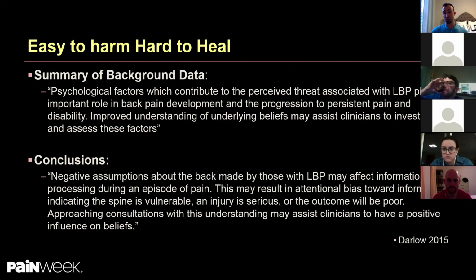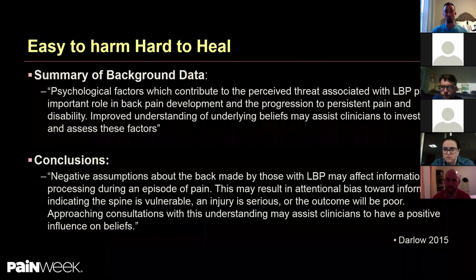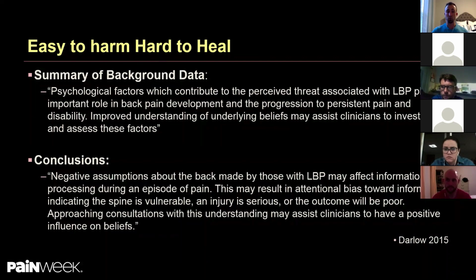This may result in attentional bias towards information indicating the spine is vulnerable, that it's serious to injury, that an injury is serious, or that the outcome will be poor. So if we're telling people, hey, your spine is unstable, your back is unstable, your core is weak, it would be very easy for a patient to misconstrue what we're saying and develop the idea that their spine is very weak, it could fall apart.